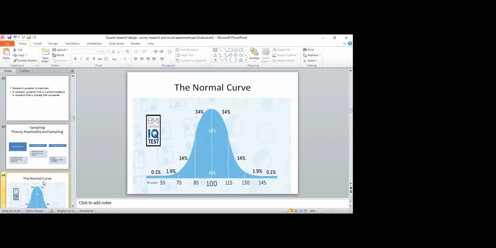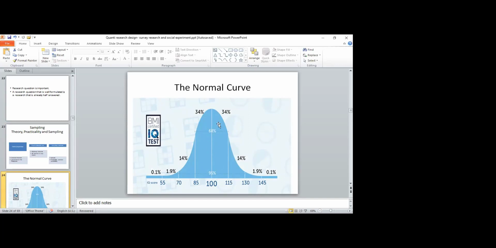Right. What is this? Have you seen this before? The normal curve. Have you seen it before in your college days? Yes, I've seen it. All right. What does it tell us? It tells us that the people from this 34% below, and this one, 68% are normal. That is 95% in terms of IQ.